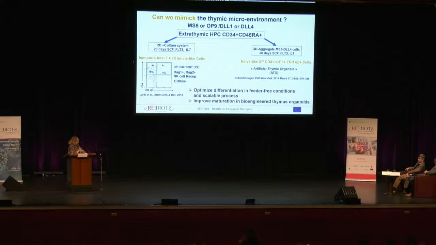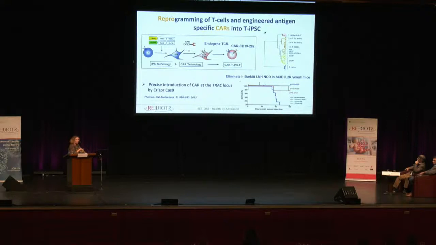So we have to optimize the differentiation in feeder-free conditions and also improve maturation. And now there are some papers on bioengineered thymus organoids. So in terms of strategy, based on this technology, we have two possibilities: to reprogram T cells into iPS, introduce a CAR, and then again produce T cells with a CAR. And so the seminal work from Sadelain confirms that these very immature T cells can eliminate Burkitt lymphoma in NOD-scid mice, and there is a very strong impact on survival.